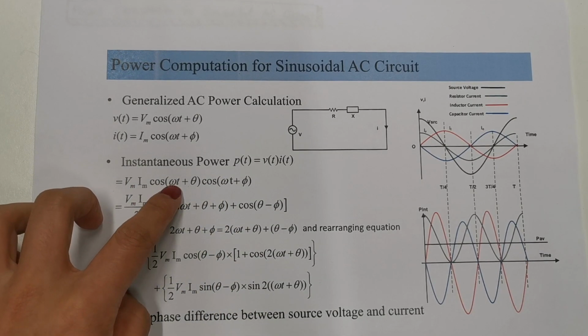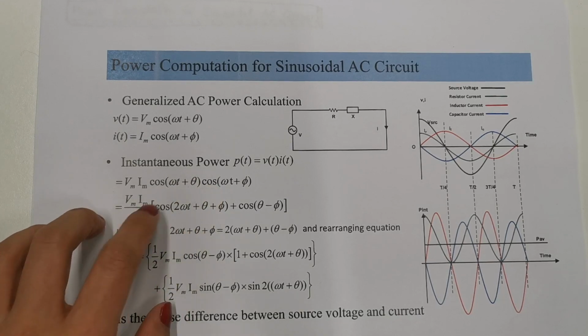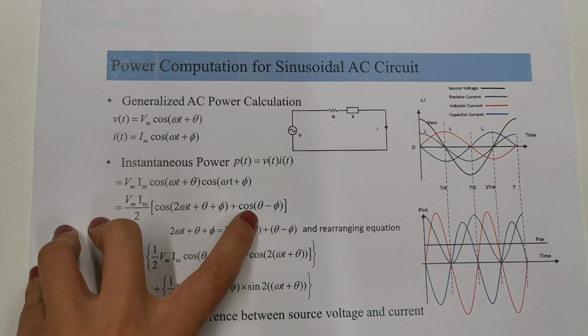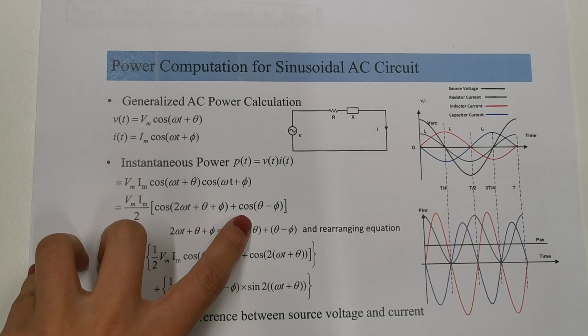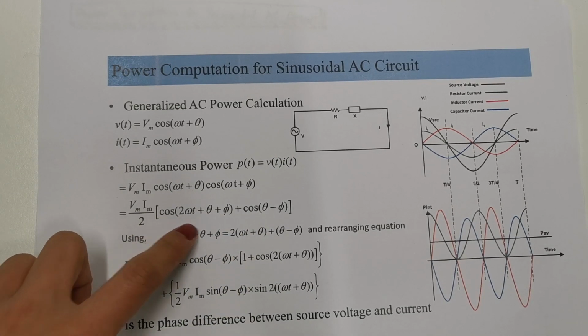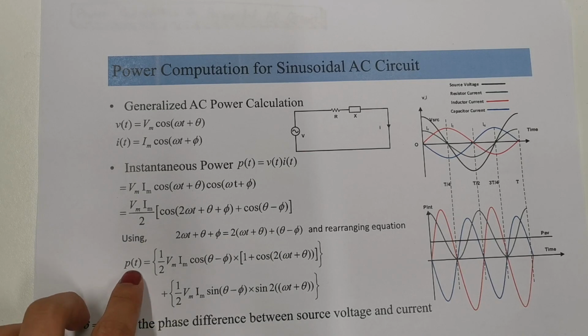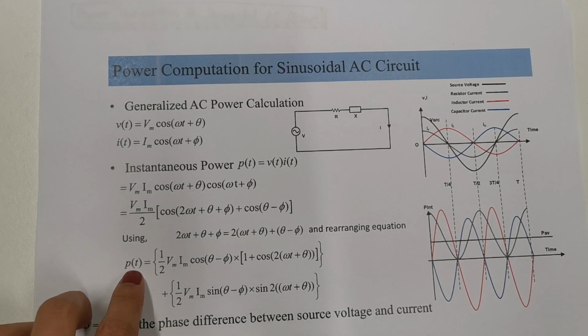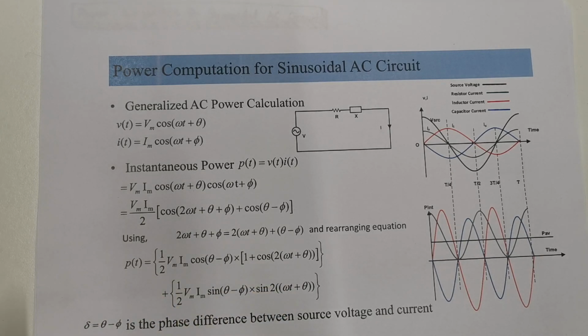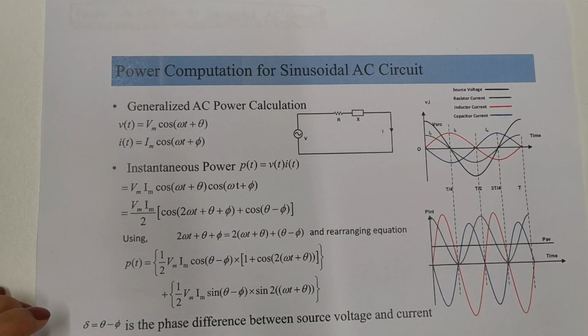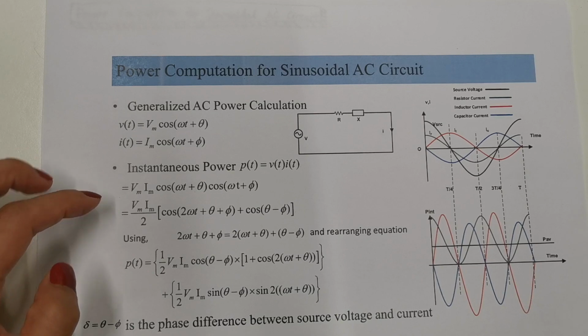And by putting the two cosine terms together as 2 cosine plus together, we can get this equation. Then by rearranging this equation and this, we can get our instantaneous power in an AC circuit looking like this. And while we do this rearranging, it makes the equation longer.